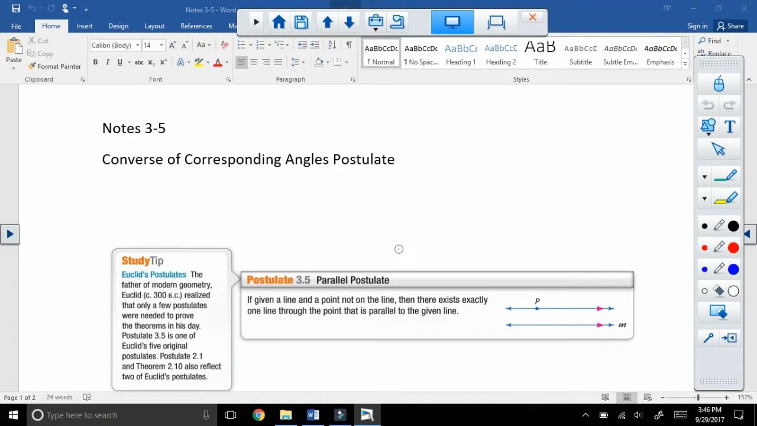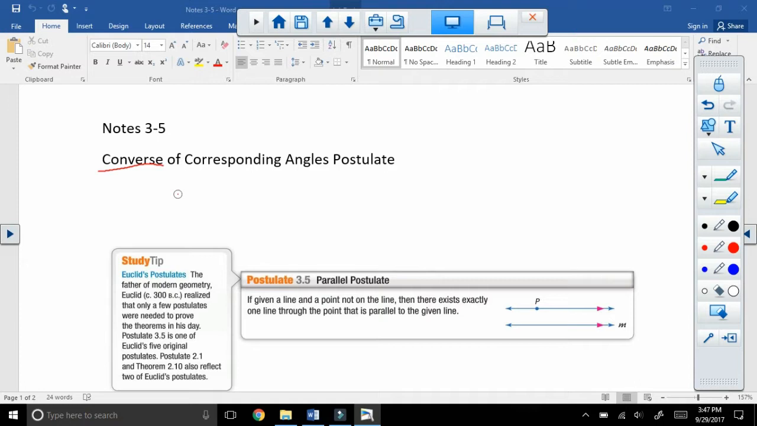Hi class, today we're going to look at ways that we can prove that lines are parallel. This section mirrors section 3.2 quite a bit, but in section 3.2 you knew the lines were parallel and you were given different things about the different angles because they were parallel. For this one we're going to have different things about the angles and show why the lines have to be parallel. So we're going to be looking at the converse of a lot of the postulates and theorems from 3.2.